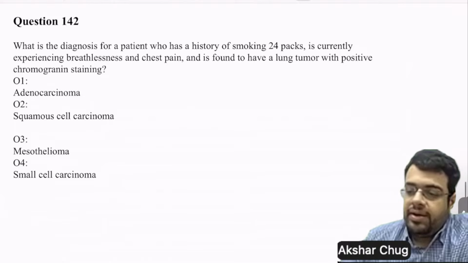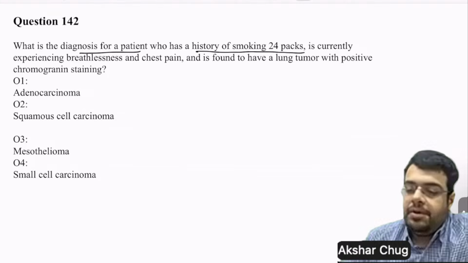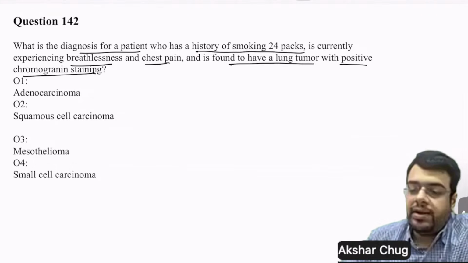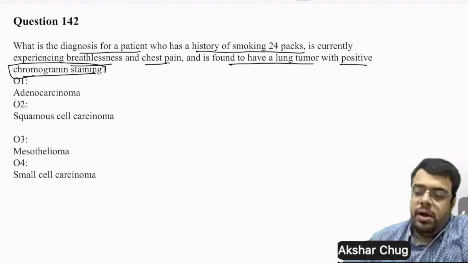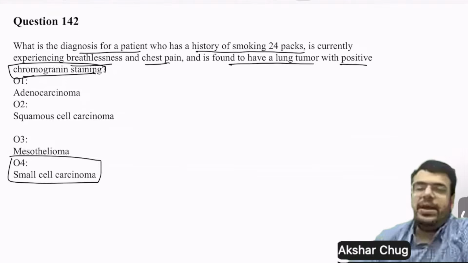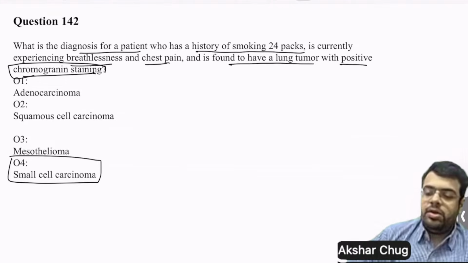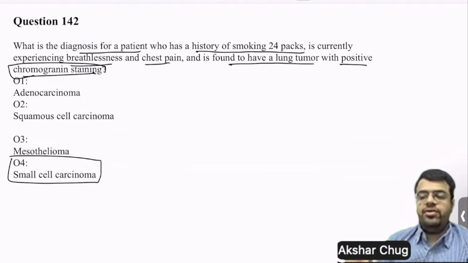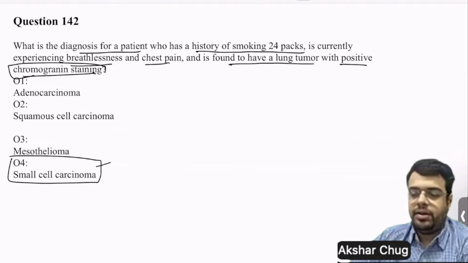What is the diagnosis of a patient who has a history of smoking 24 packs, is currently experiencing breathlessness and chest pain, and is found to have a lung tumor with positive chromogranin? As we know, chromogranin and synaptophysin are present in small cell cancer, a small round blue cell tumor. Chromogranin, synaptophysin, and bombesin are the markers which suggest a tumor of neuroendocrine origin, such as small cell carcinoma.